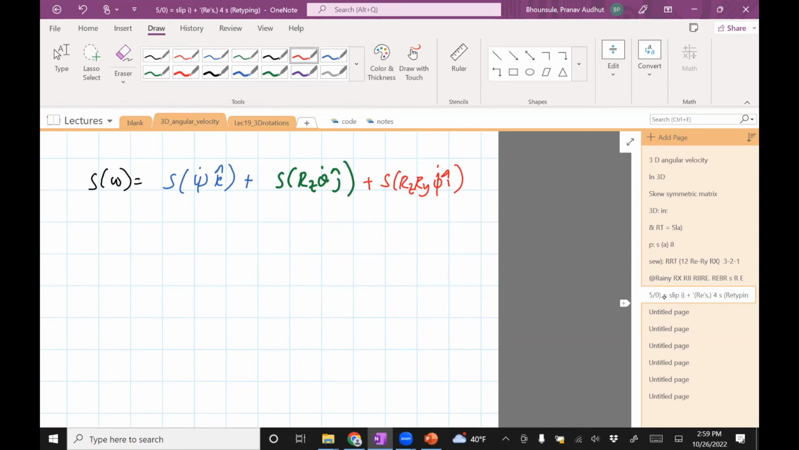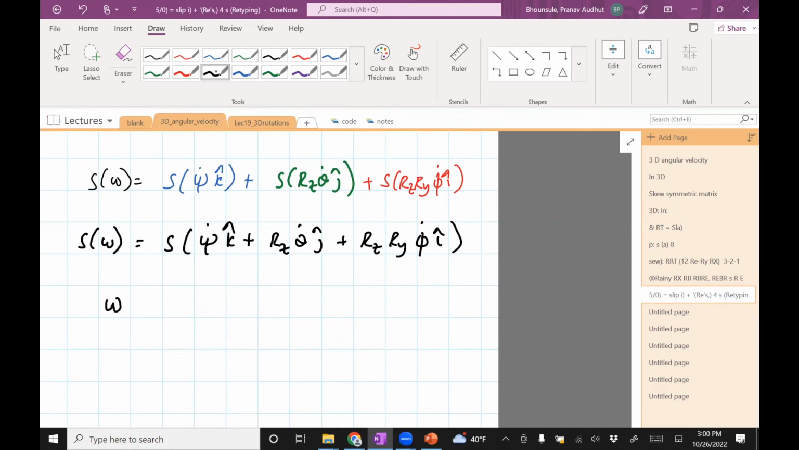Just think of that S matrix as that matrix. If you have three matrices, then you can just add them element-wise, right? So what I can do is club all of them together and write S of psi dot K plus RZ theta dot J plus RZ Ry P dot I. And this is the expression I was after. Omega equals psi dot K plus RZ theta dot J plus RZ Ry P dot I.